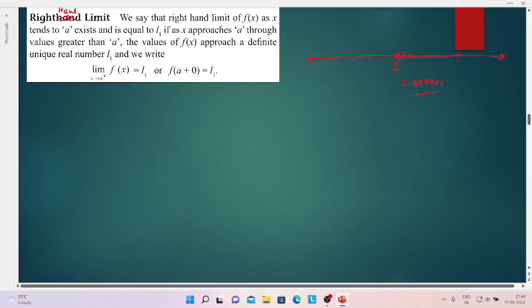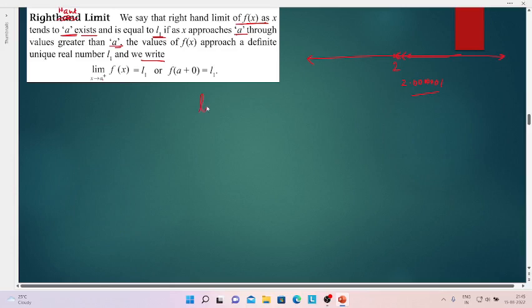We say that the right hand limit of f(x), I mean the given function, as x tends to a, is a particular constant value that exists and is equal to L1, right? It equals L1 if as x approaches a through values greater than a, the values of f(x) approach a definite unique real number L1, and we write limit x tends to a plus f(x) equals L1, or f(a+0) equals L1.